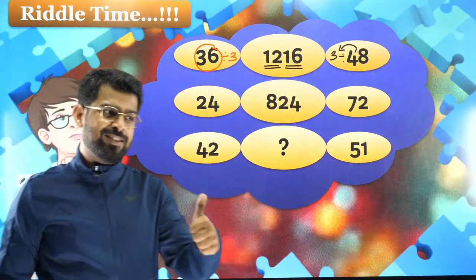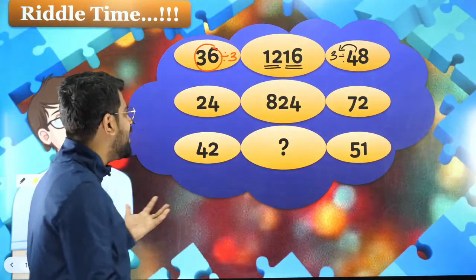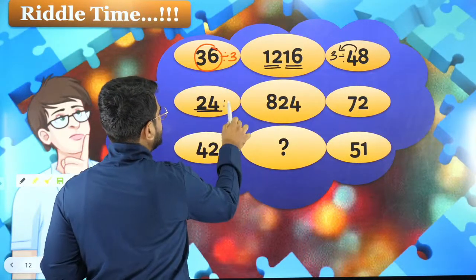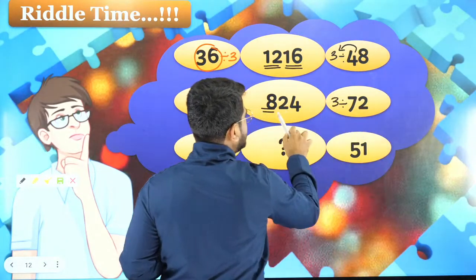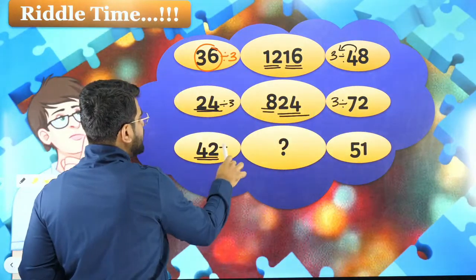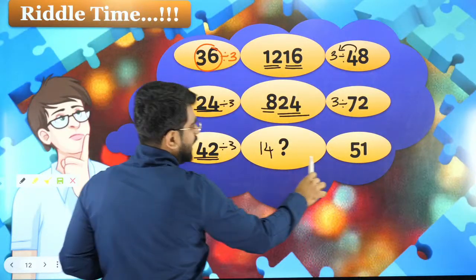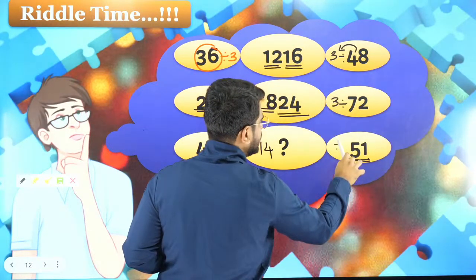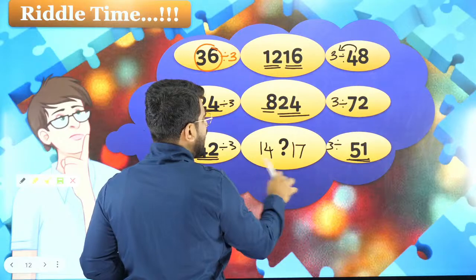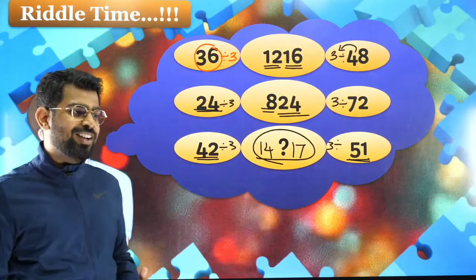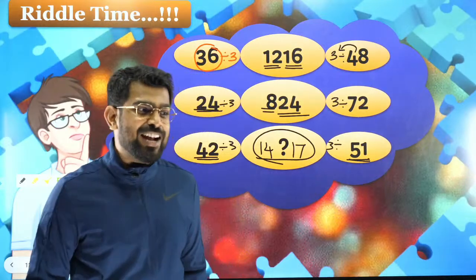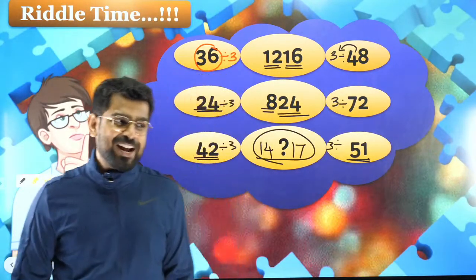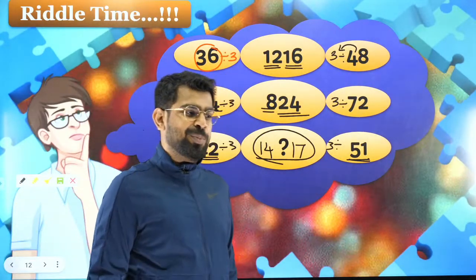Did you guys like that? Are you all happy with it? Same way, 24 divided by 3 is 8, and 72 divided by 3 is 24. 42 divided by 3 is 14, and 51 divided by 3 is 17. So 1417 is your answer. Did you guys enjoy that? Amazing, isn't it? So that is how you solve it, my dear boys and girls. I hope you liked it.